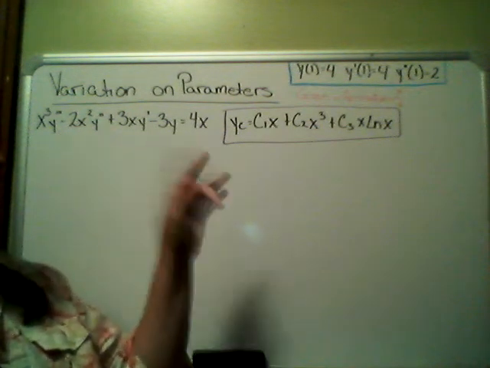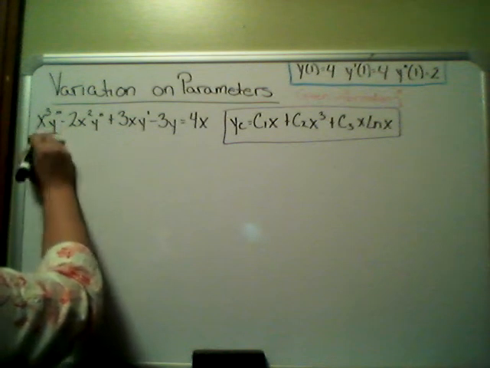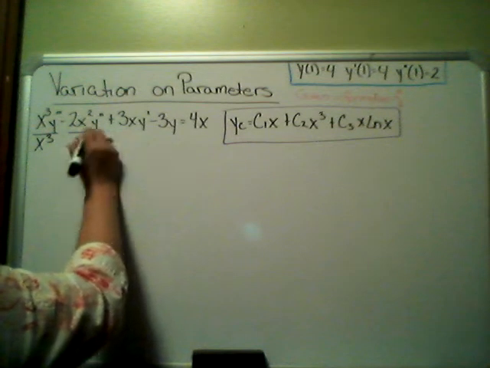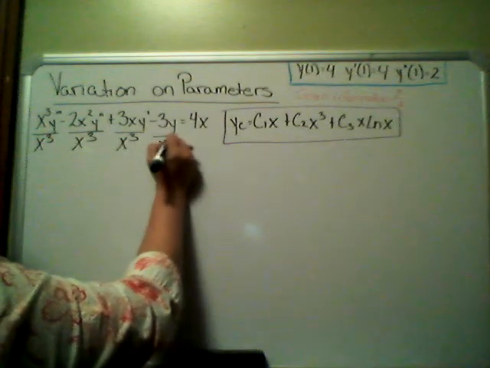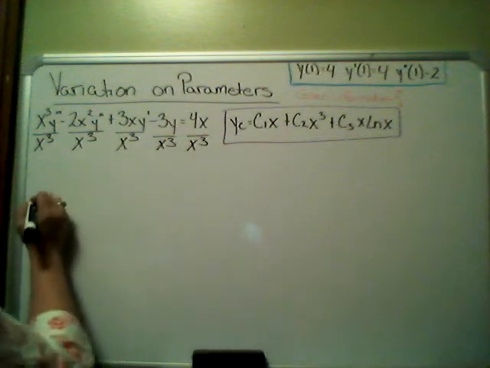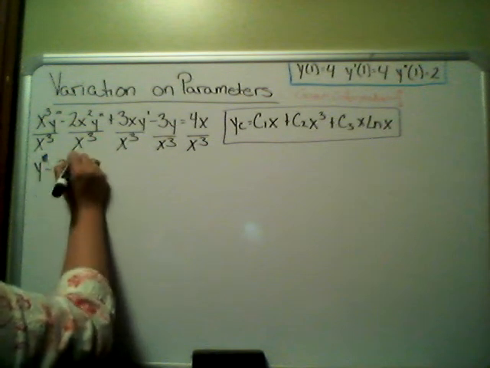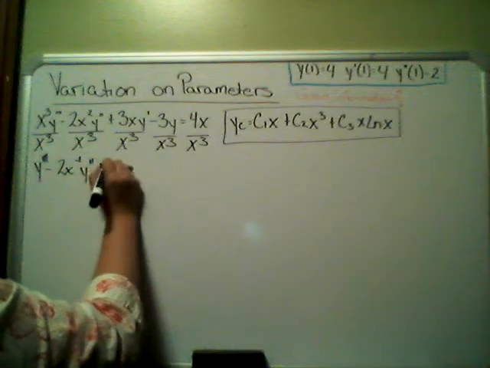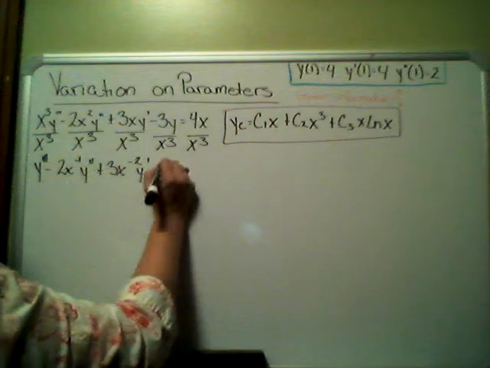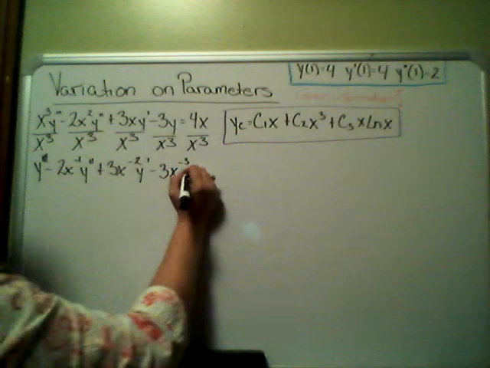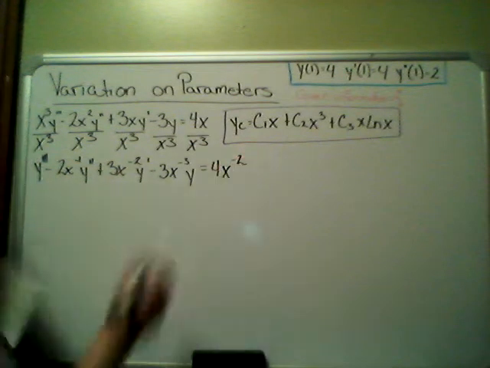Now the first thing that we have to do is get this equation into the standard form so that we can use variation of parameters. We do that by dividing through by x cubed so that the y triple prime has a 1 in front of it. We end up with y triple prime minus 2x to the minus 1 y double prime plus 3x to the minus 2 y prime minus 3x to the minus 3 y equals 4x to the minus 2.